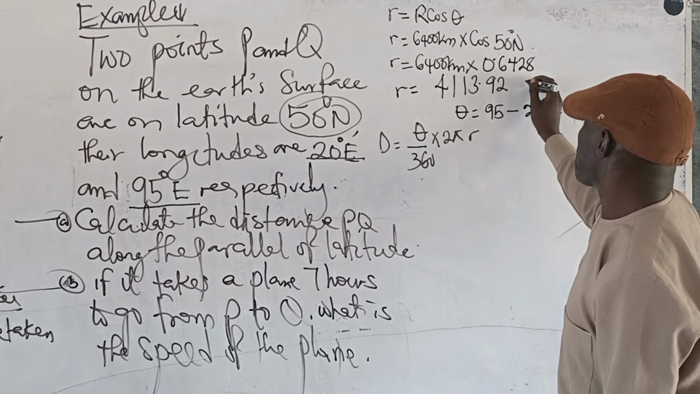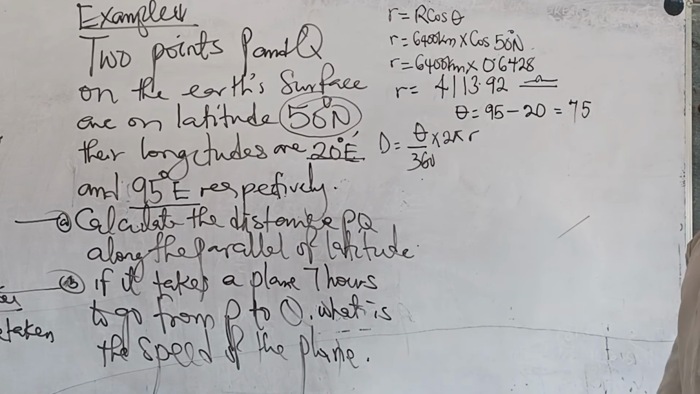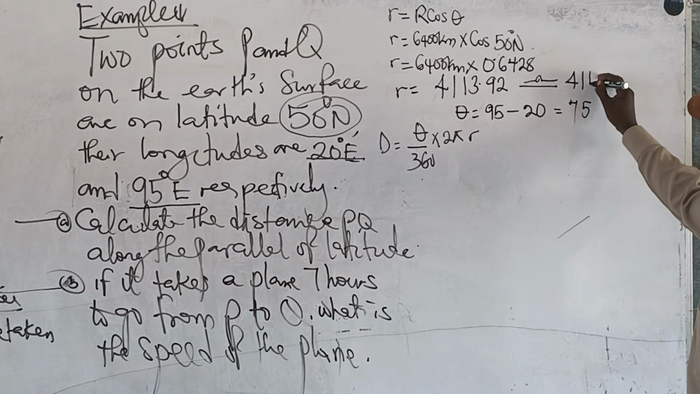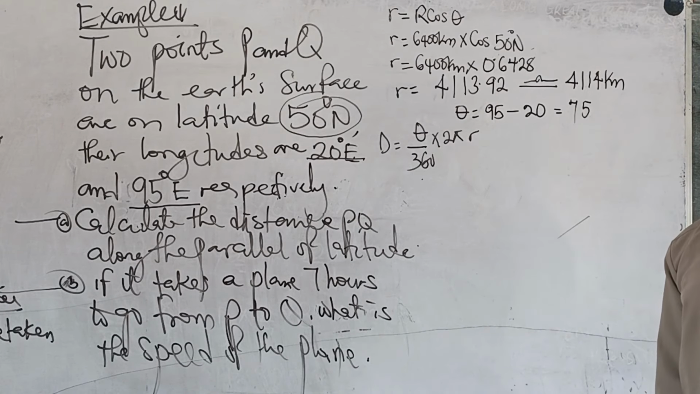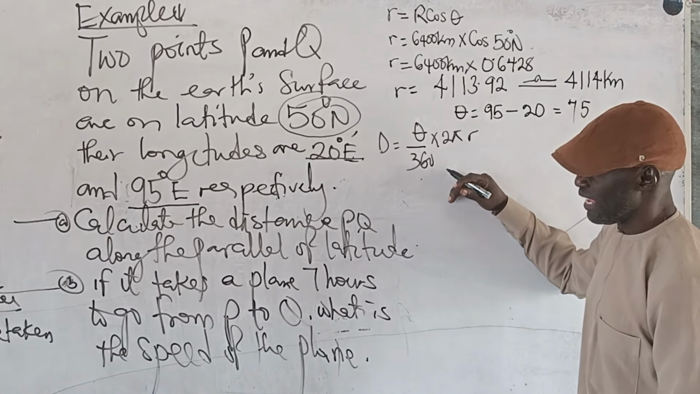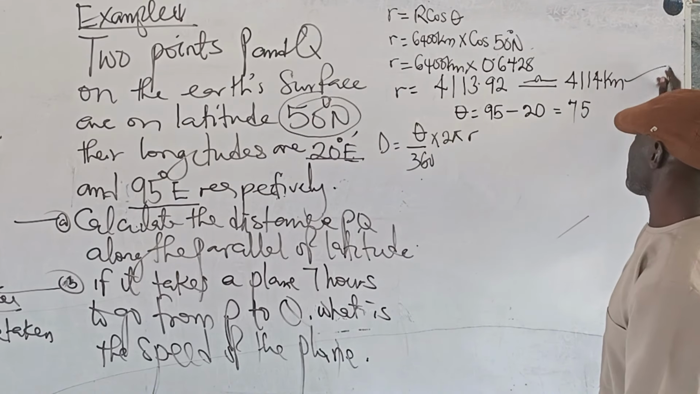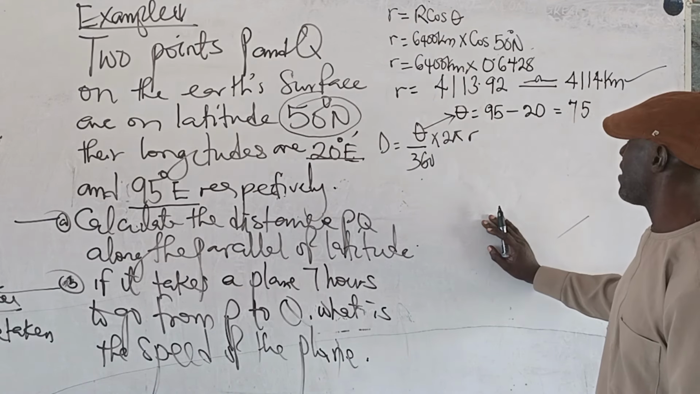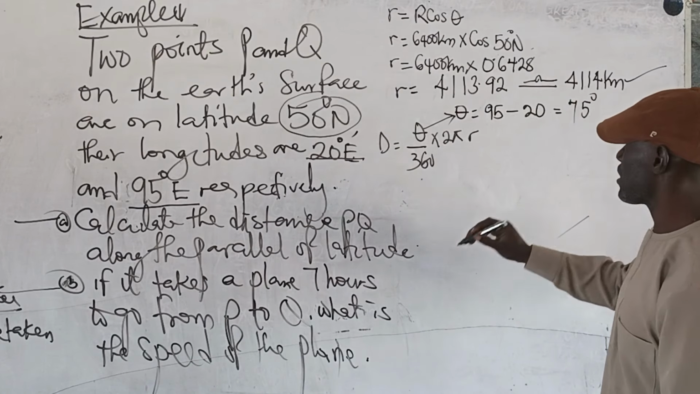And the answer here is 4113.92. Approximating it to the nearest whole number, we have 4114 kilometers. So coming back to the question about A, we have gotten our small r already, and the theta we have here is 95 minus 20. We now have 75 degrees for the angular aspect of this theta.